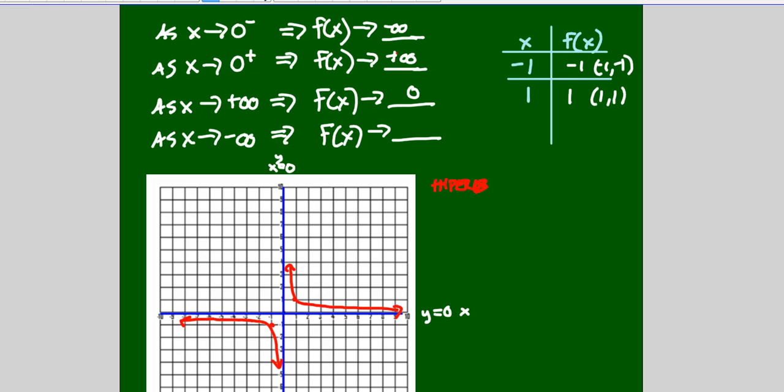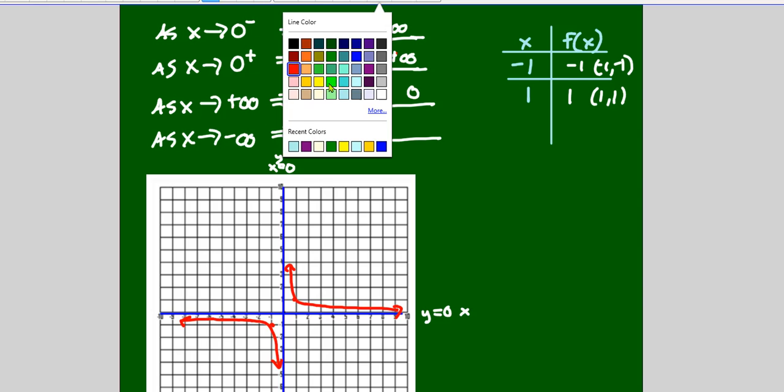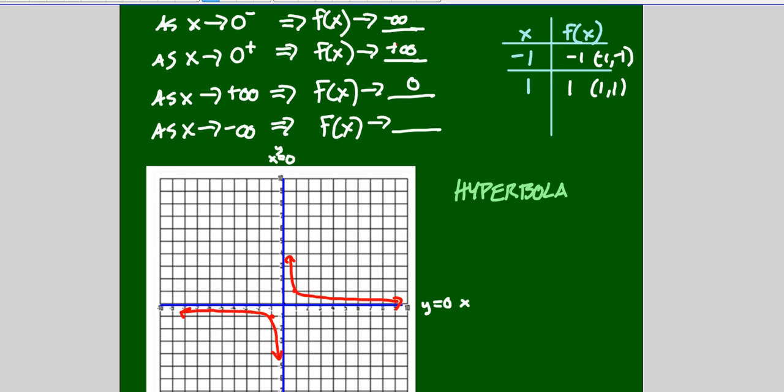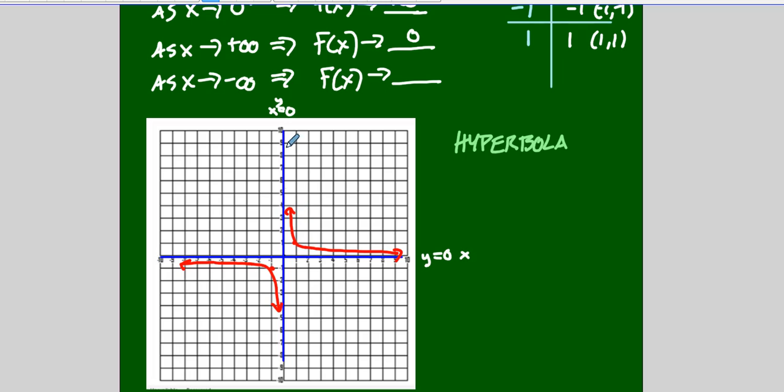Let's spell that again. Let's use a different color. It's easier to read. So that's a hyperbola. Now you notice it gets closer and closer to this line x equals 0. It never gets there. And it gets closer and closer to this line y equals 0. It never gets there. These are called asymptotes. This right here is a horizontal asymptote.